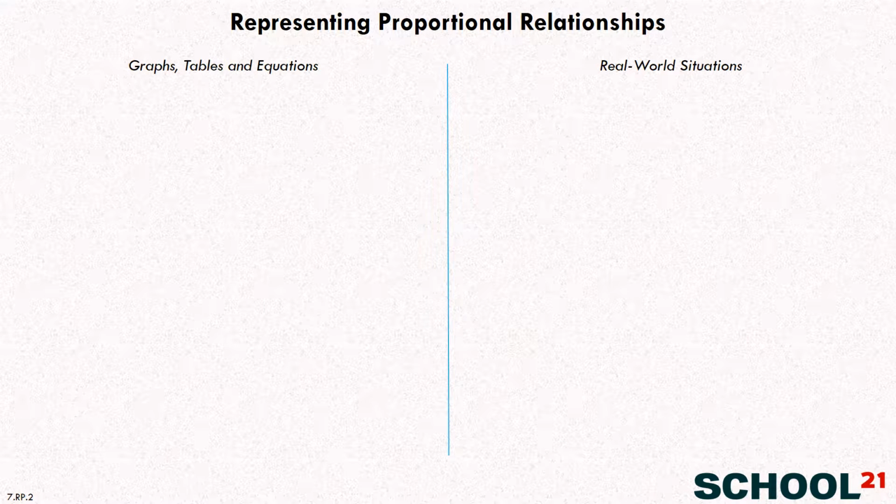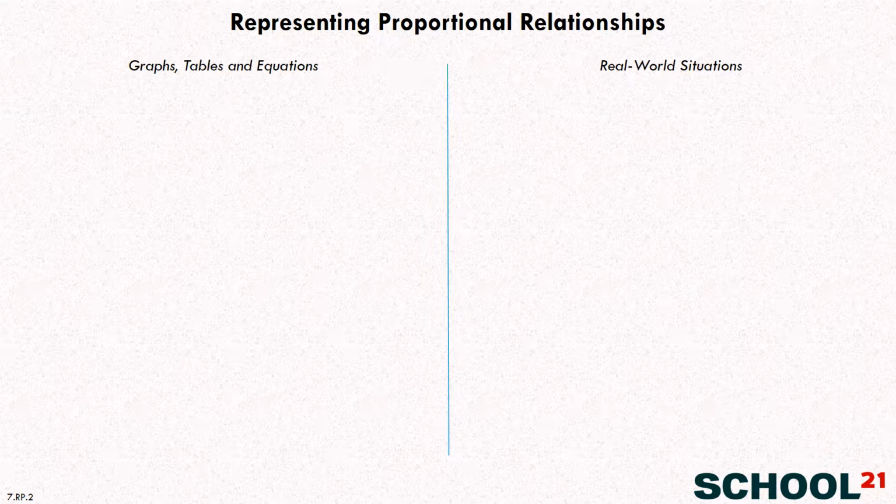Okay, we're here with Rita to talk about representing proportional relationships. You ready to go? Yeah. Okay, so we're going to talk about it in two ways. One way is to think about graphs, tables, and equations, which are all different ways to represent the same thing, this idea of a proportional relationship. Okay? Okay. And then we'll talk about how that's used in the real world.